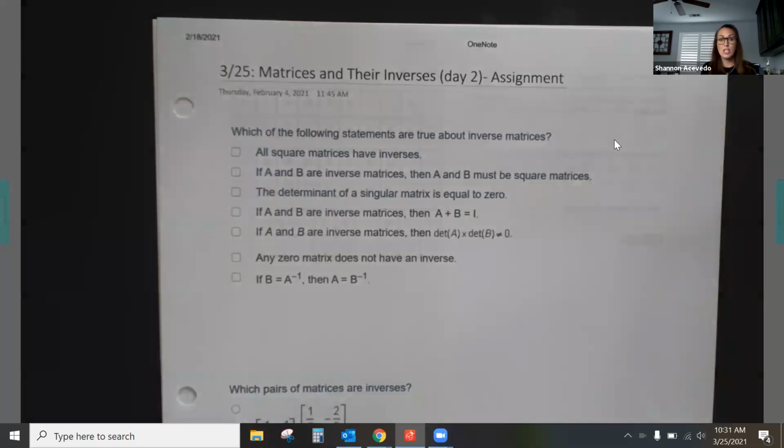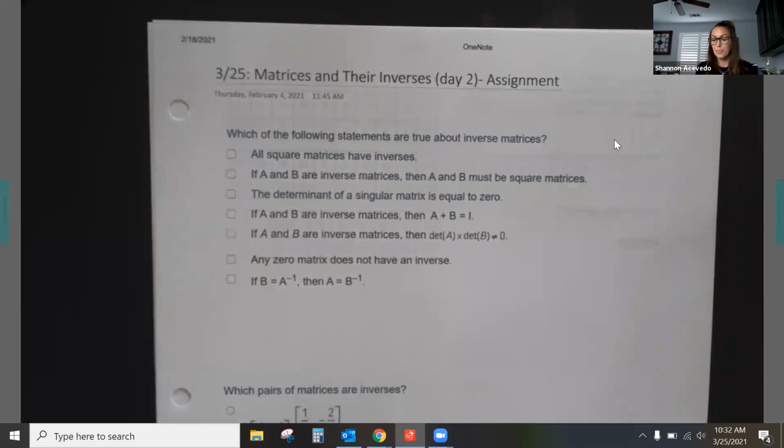Okay, so day 2, talking about inverses. This is going to be questions from your assignments. Remember, when we're talking about inverses, you have to be able to find the determinant, and have a determinant other than 0 for there to be an inverse. If you're going to find the determinants, then it has to be a square matrix, a 2 by 2, a 3 by 3. It's going to be nice and pretty, right?